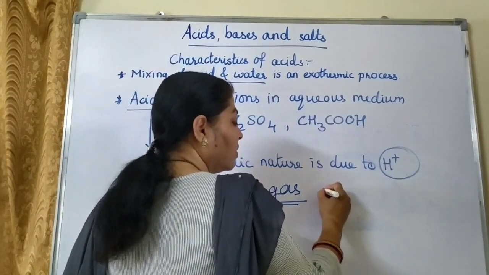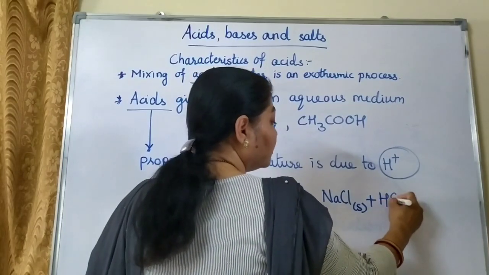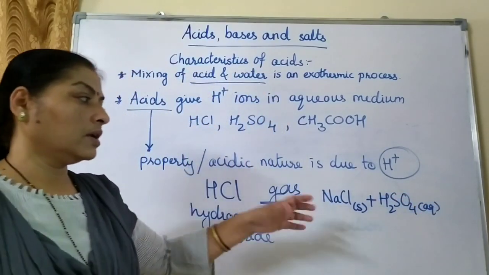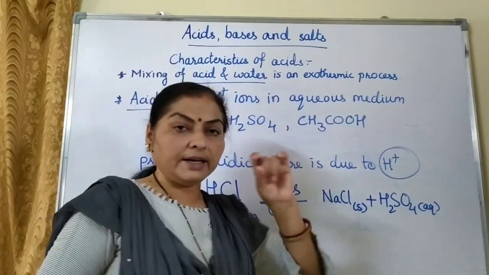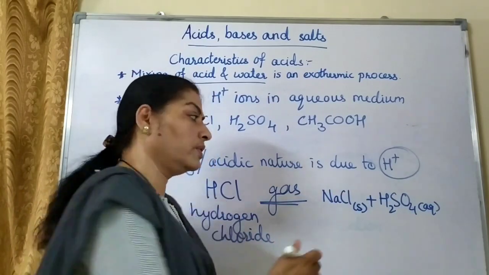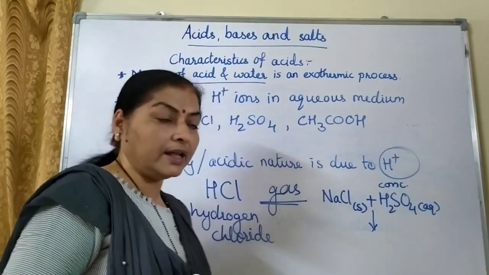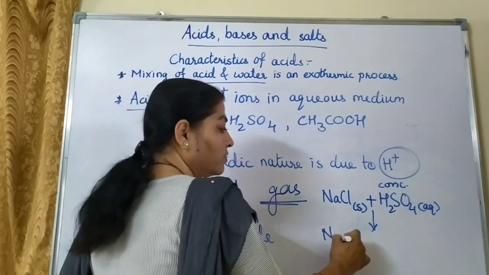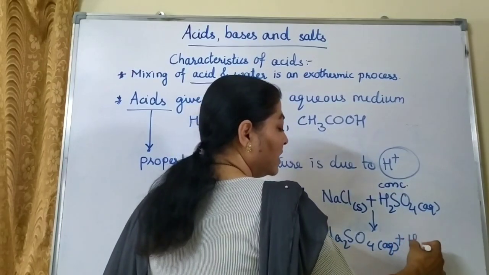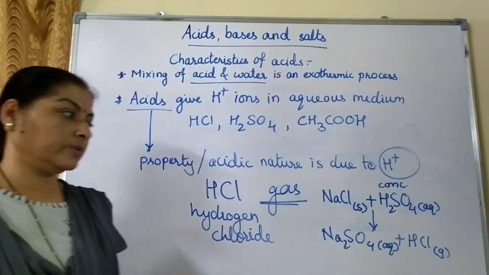produced by the reaction of sodium chloride solid and sulfuric acid. So when in a test tube, sodium chloride solid is taken and concentrated H2SO4 is added, we get, it is a double displacement reaction, we get Na2SO4 aqueous plus HCl gas. So this is how HCl gas is produced.